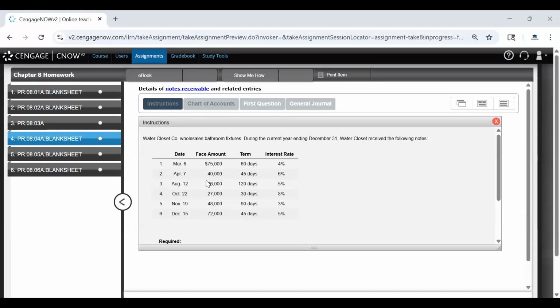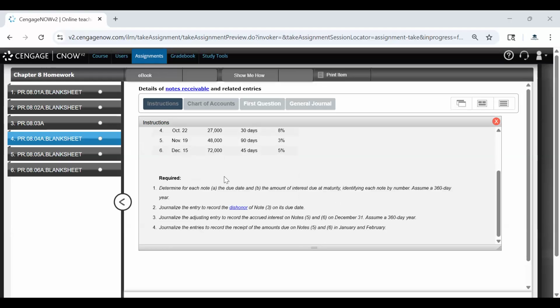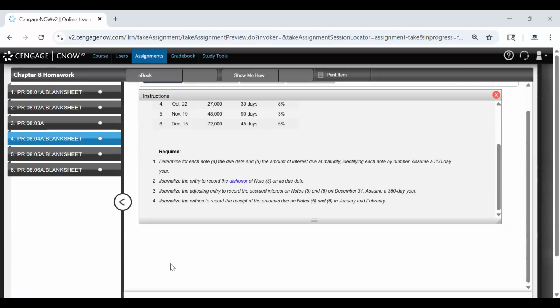So on March 6th, they had a note for $75,000, term 60 days, interest rate 4%. And so we can see all the notes receivable that they received. And determine for each note the due date, the amount of interest due at maturity, identifying each note by number. Assume a 360-day year. And then we have a couple journal entries to record.